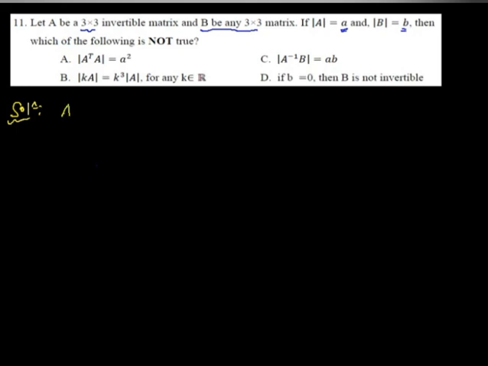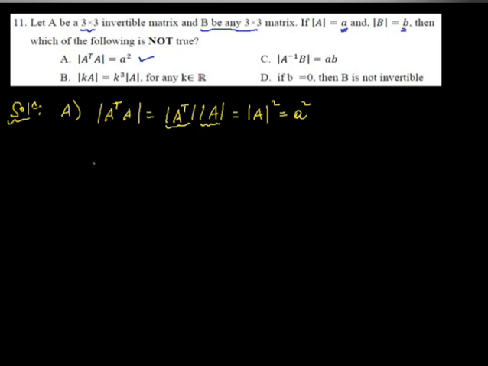If we see choice A, the determinant of A transpose times A is the determinant of A transpose times the determinant of A. The determinant of A transpose and the determinant of A are equal, so in place of this you can use the determinant of A. So it becomes the squared value of the determinant of A, which is small letter a squared. Therefore, the statement in A is true.